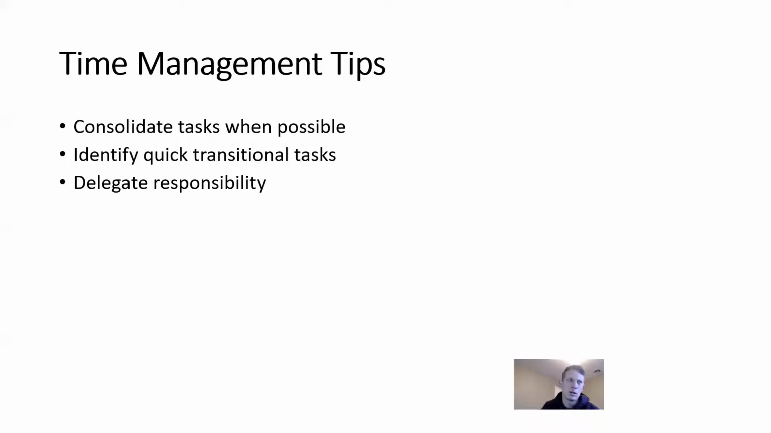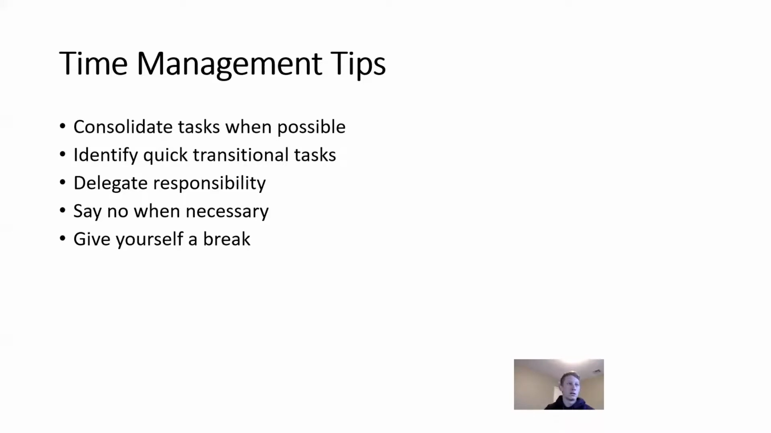Delegate responsibilities when you can. Sometimes you can't delegate. You can't delegate your schoolwork. But you may be able to negotiate some tasks where you say, I'll do this if you take care of this, and delegate accordingly. Say no when you have to. If you have something to get done and someone wants you to go and hang out and you know you need to get something done, get it done. It's okay to say no. It's okay to hurt someone's feelings to work towards what you're trying to do.